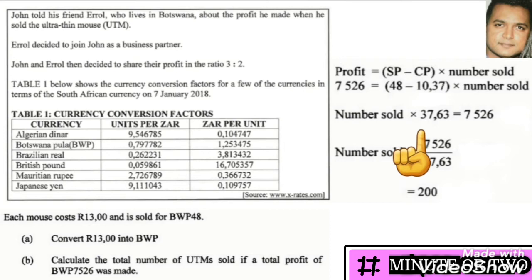Just as we've done with the X, so we need to keep the number sold on one side. So we need to get rid of the 37,63, and so we divide both sides by 37,63, and this brings us to the amount of 200 items being sold.